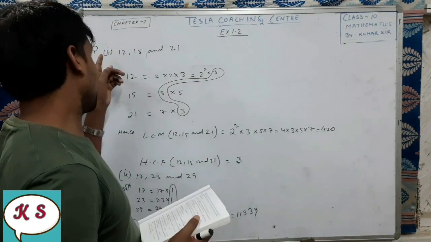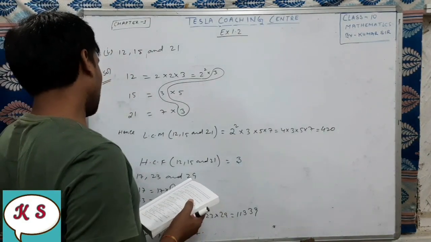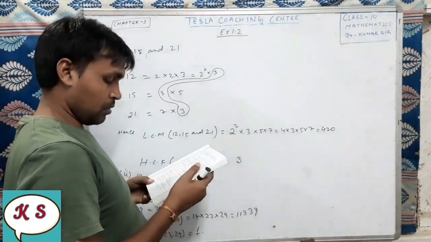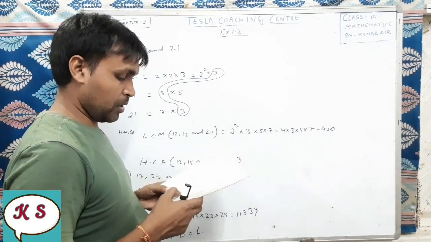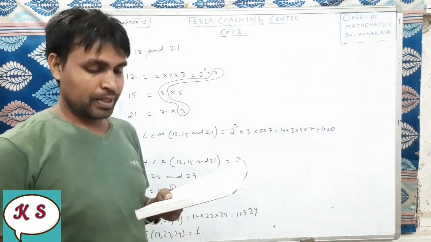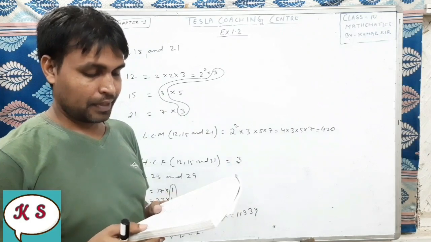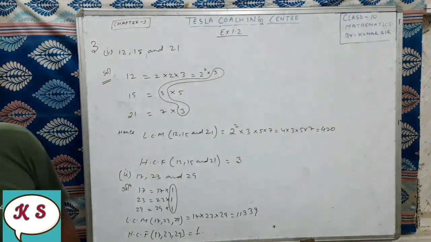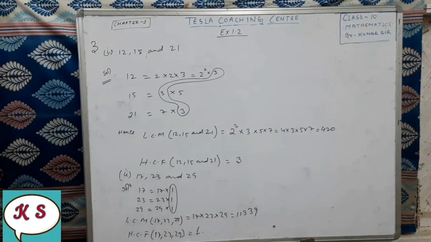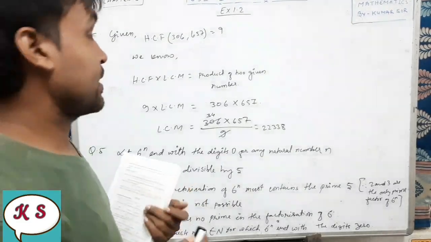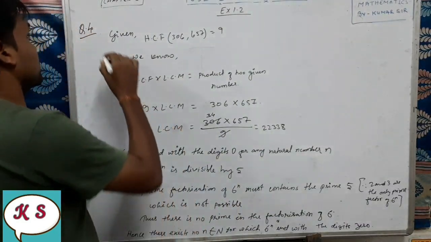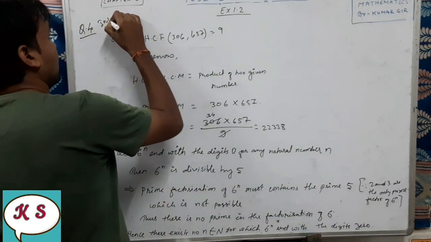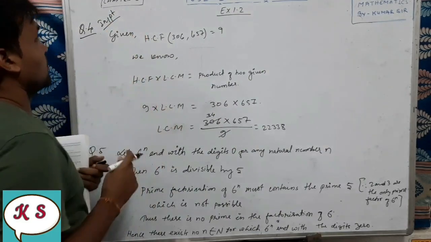So dear students, in question number 3, I have done 1 and 2, and 3 is left. Roman number 3, you try it by yourself, it is very easy: 8, 9, 25. Now we can go to question number 4, and once again I want to tell you that this question number 4 is important for your board exam.